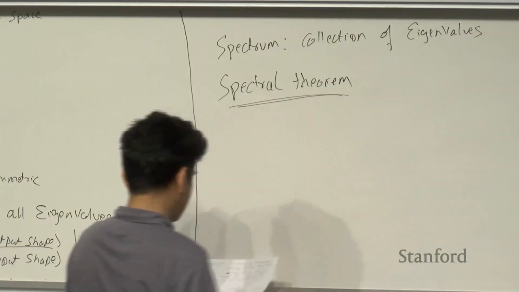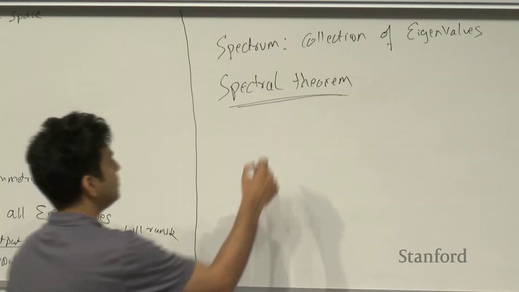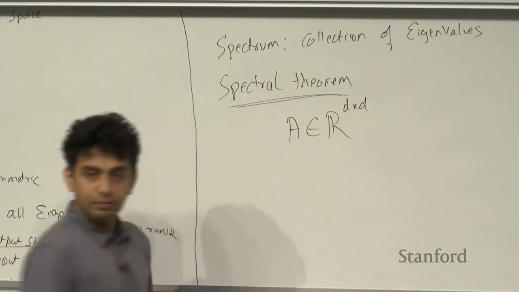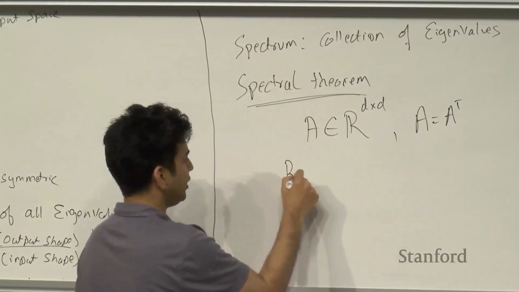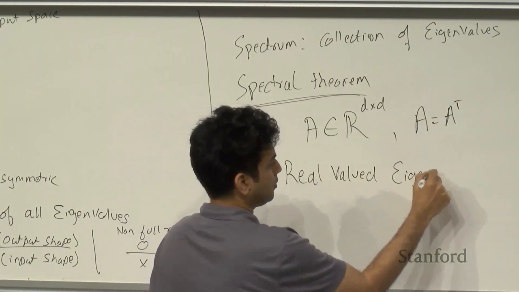The spectral theorem says that every square matrix, D by D, that is also symmetric, has real valued eigenvalues and orthonormal eigenvectors.